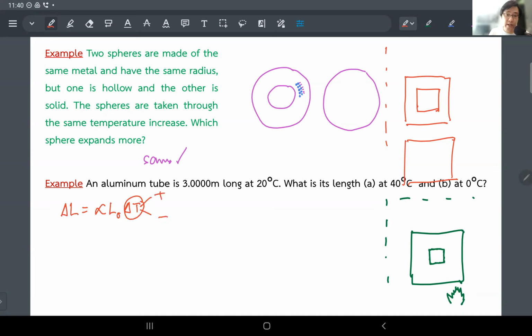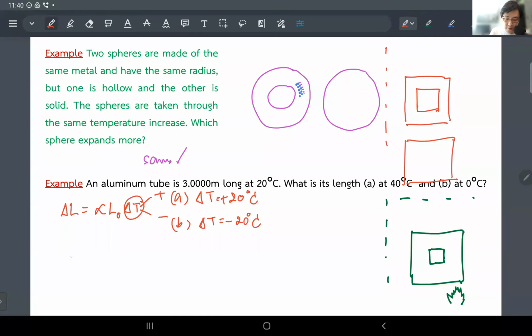For example, if you start from 20, you go to 40. So for part A, the delta T will be positive 20. In part B, the delta T could be negative. That's fine. That means for part B, things are going to shrink down a little bit. That's okay. And don't worry, you're never going to go wrong with this, because all you have to do is just plug in the value.